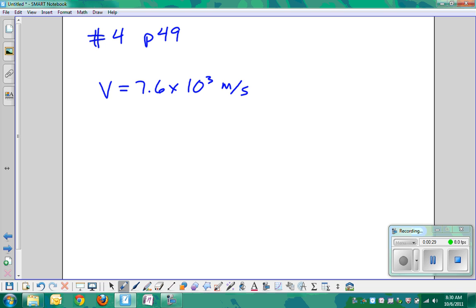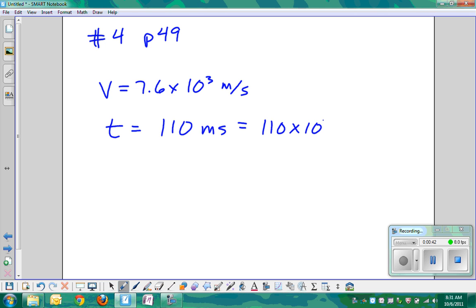Okay? The blink of an astronaut's eye lasts about 110 ms. All right, what is ms? Milliseconds. All right, so what is that? That's 110 times 10 to the negative 3 seconds. Or, what's the better way to say that? 1.10 times 10 to the negative 1 seconds. Right? All right, so that's our t.